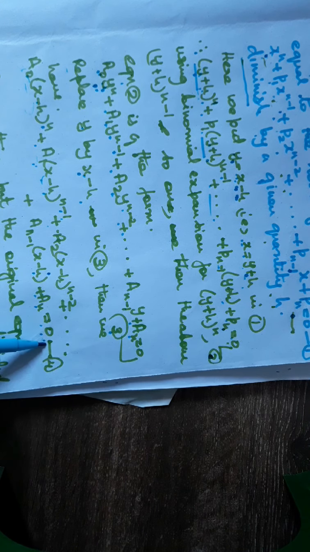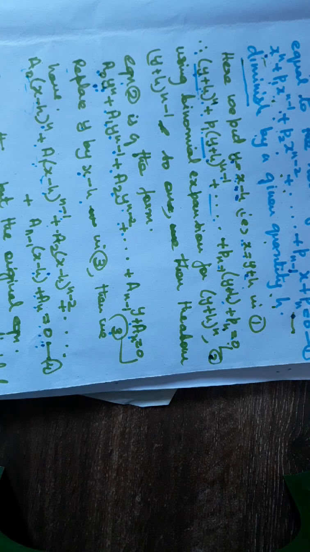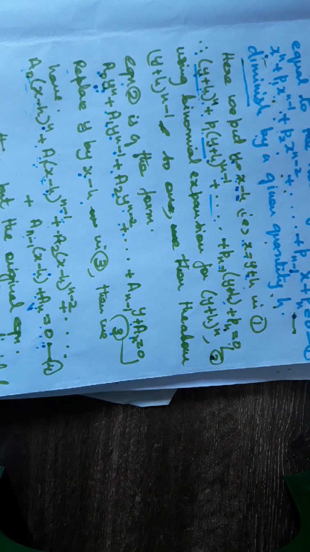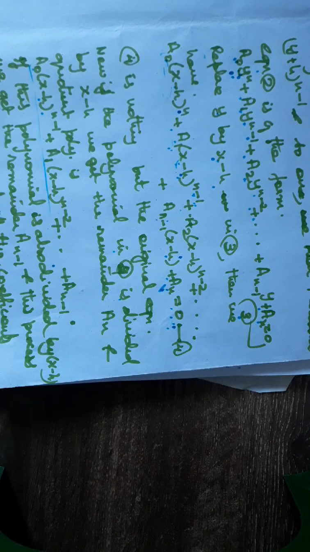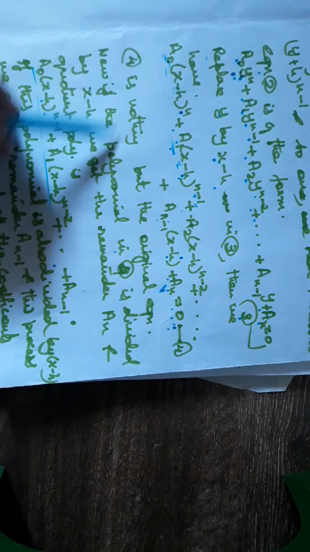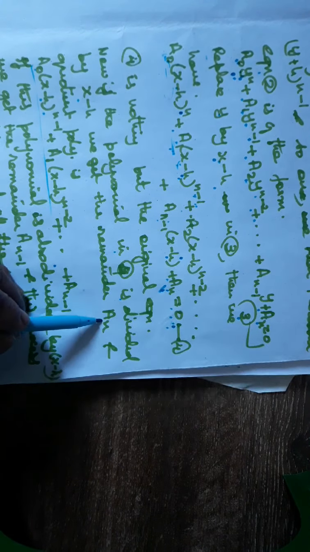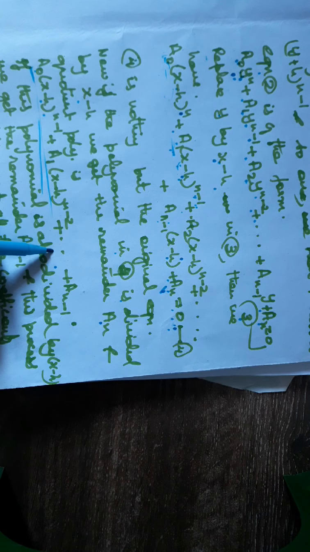Now, if you divide the polynomial in equation 4 by x minus h, you get the remainder, and the quotient will be a naught x to the power n minus 1 plus a1 x to the power n minus 2, and so on, plus a suffix n minus 1. Now you divide this quotient again by x minus h. You will get the remainder an, and this will be the quotient using the division algorithm.